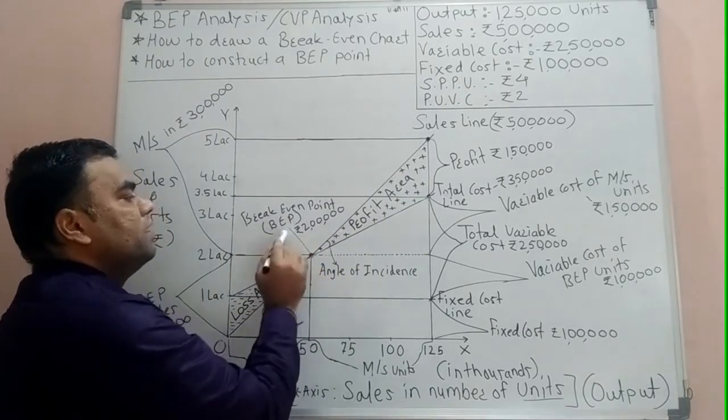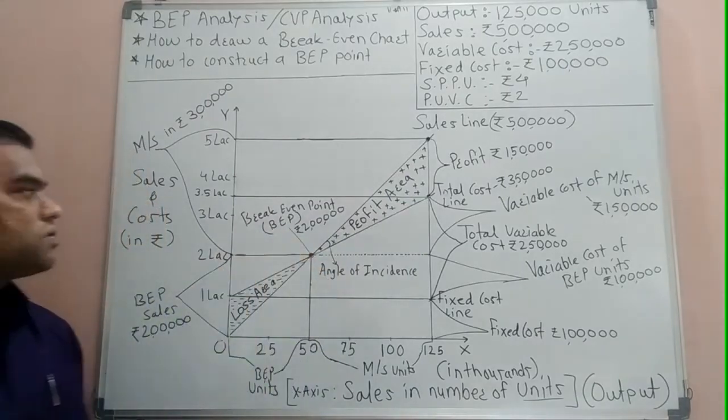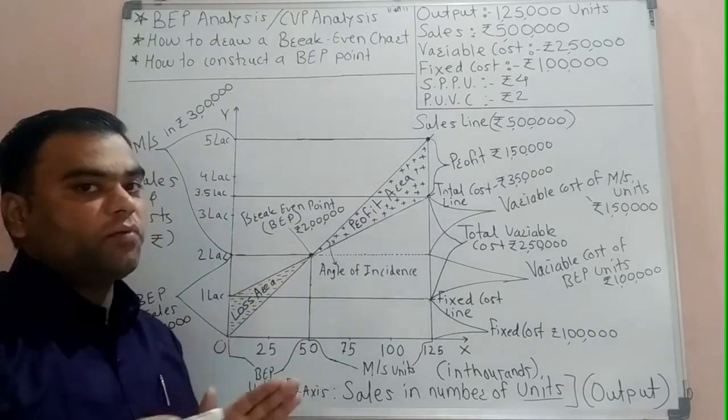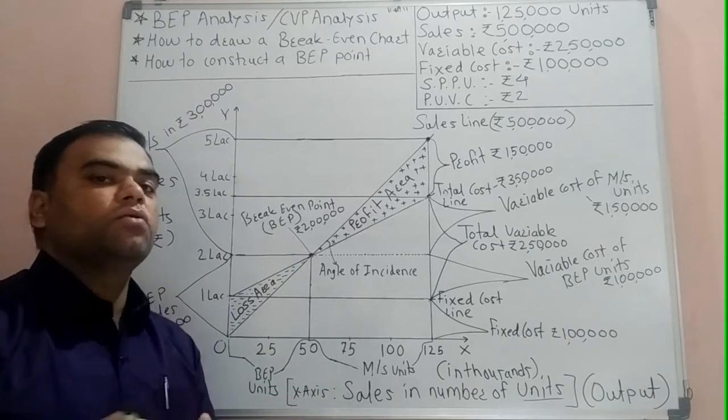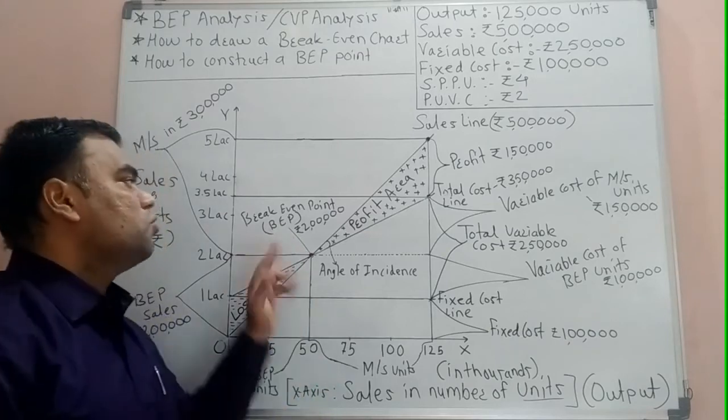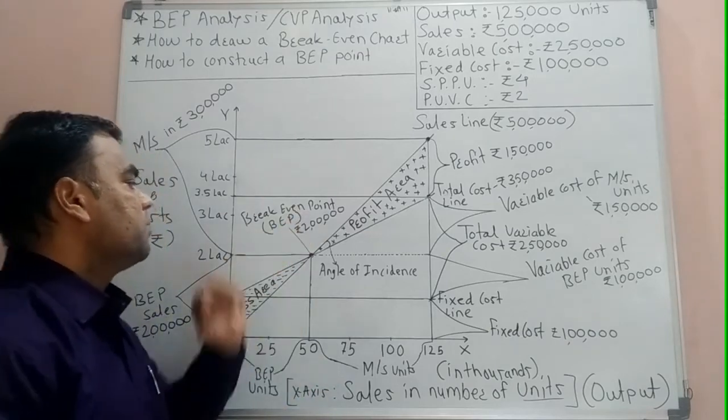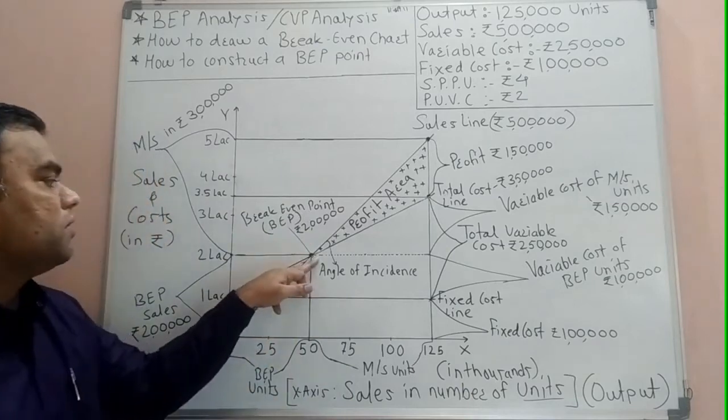Why is it called the break even point? Break even point means the sales point where total cost and total sales are the same, meaning no profit, no loss point. You can see this is the no profit no loss point.